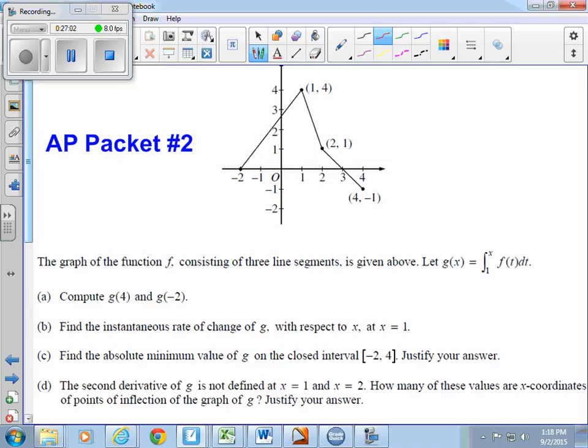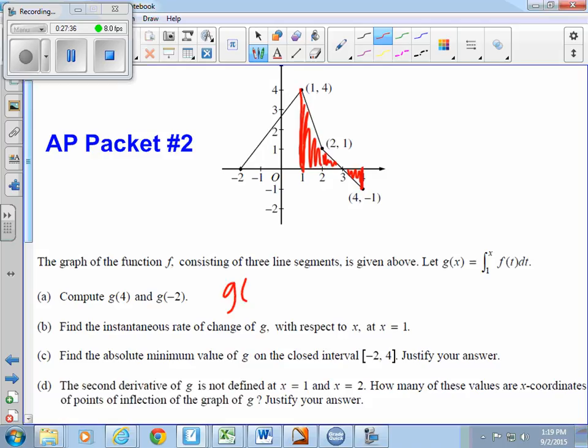And let's look at this one. Again, very, very common AP question. Compute g of 4 and g of -2. Now, at first glance, this looks like it can be tough because they don't give us a function. But what is g of 4? The integral from 1 to 4. Can I find all of those areas? You could, using shapes, right?